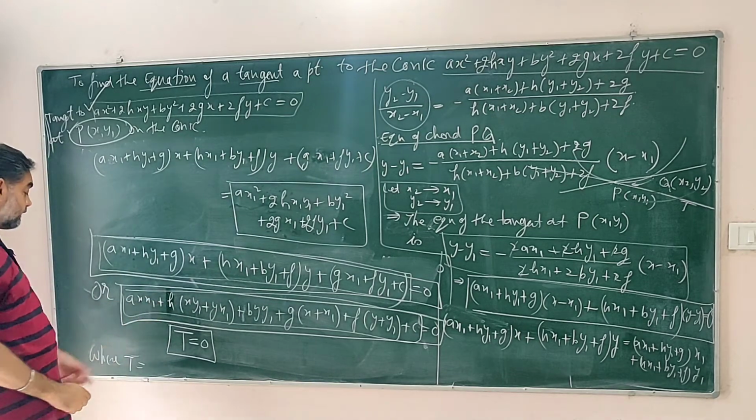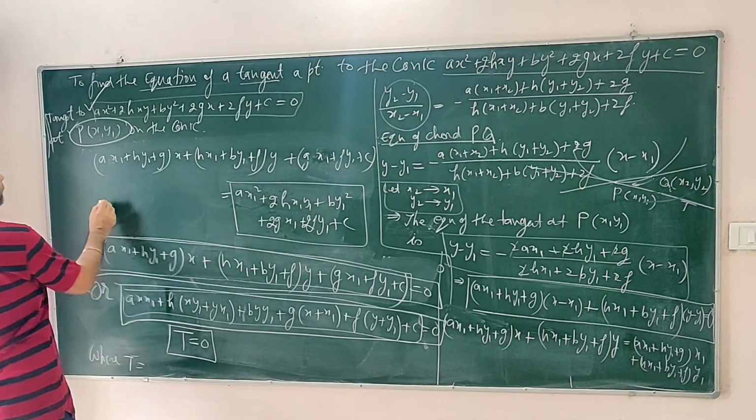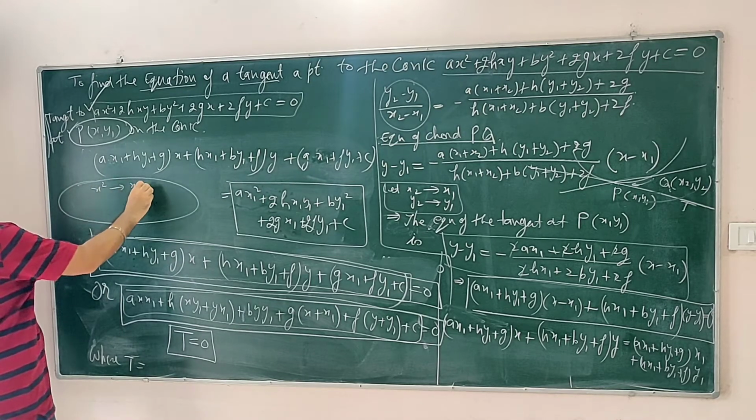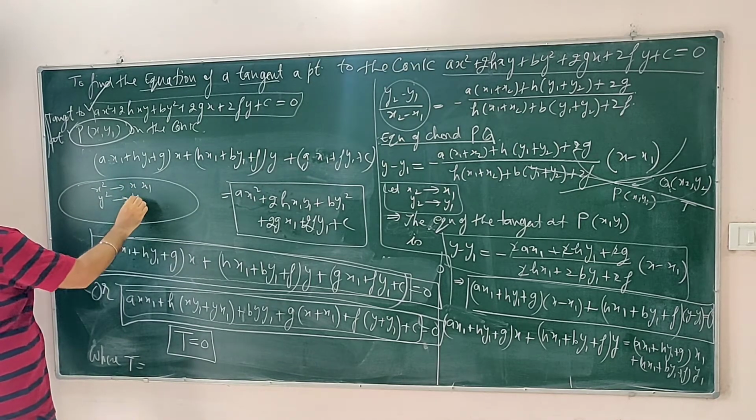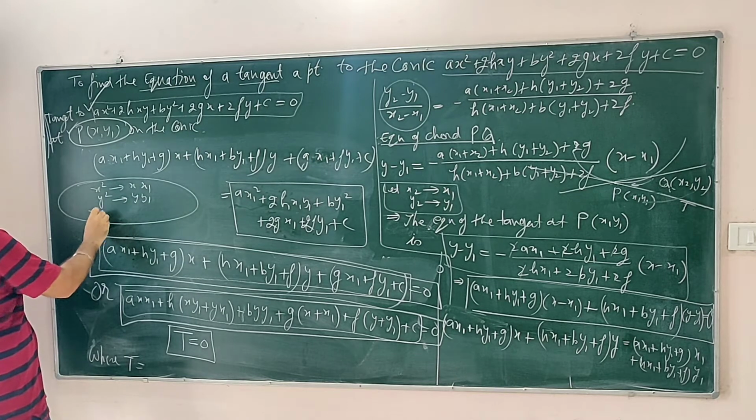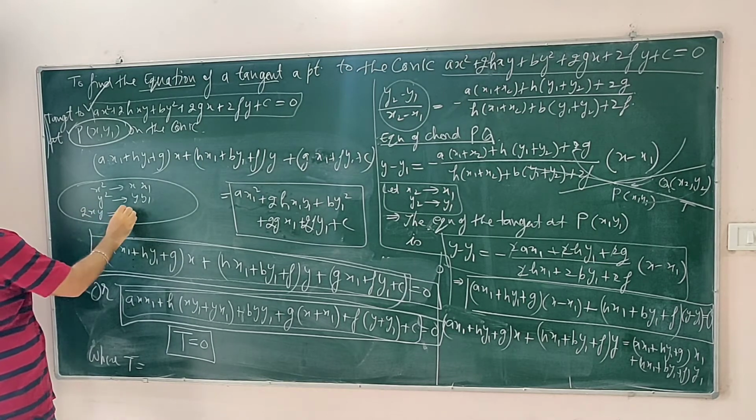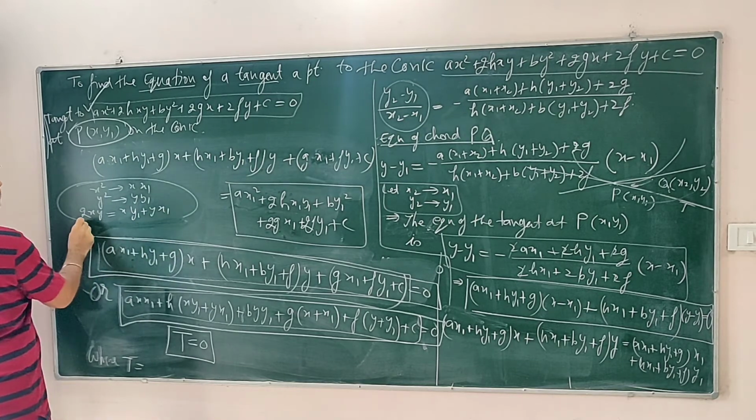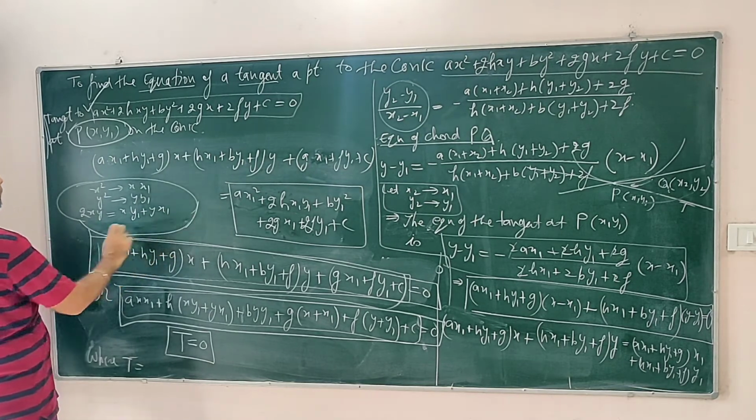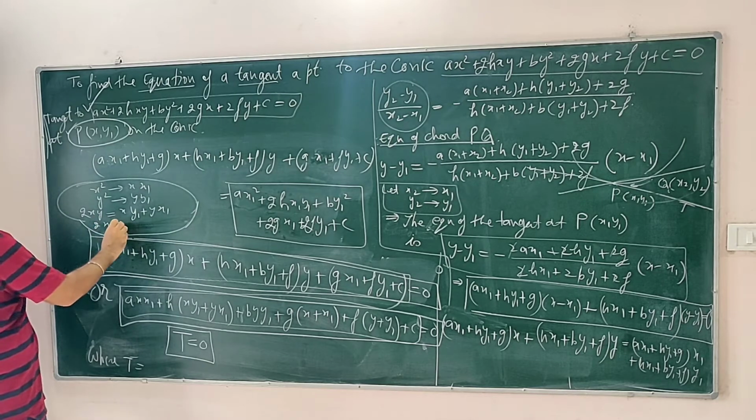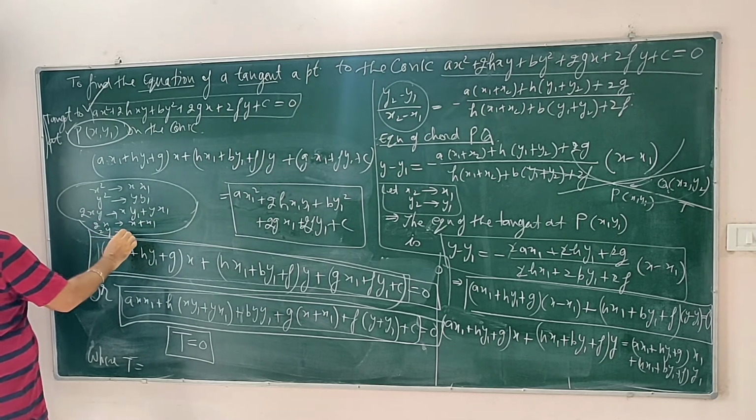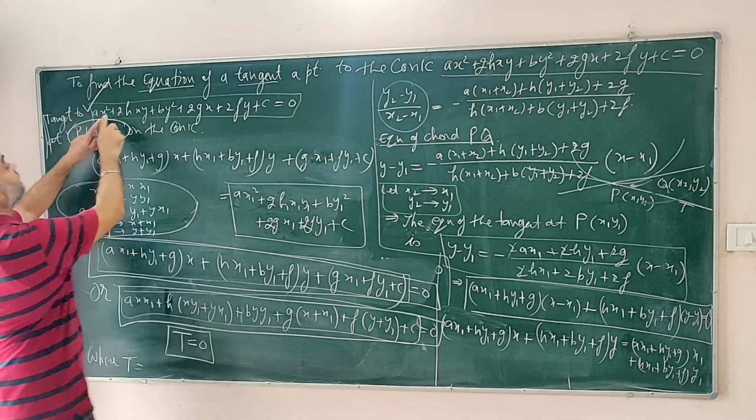And how to write this part? You replace x square by xx1, replace y square by yy1, replace 2xy by xy1 plus yx1, and replace 2x by x plus x1, and replace 2y by y plus y1 in this equation.